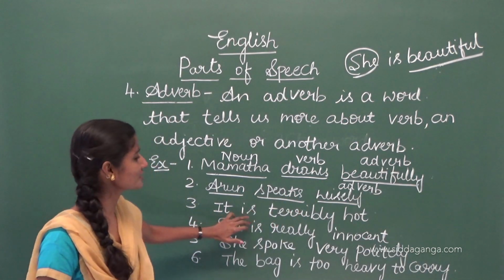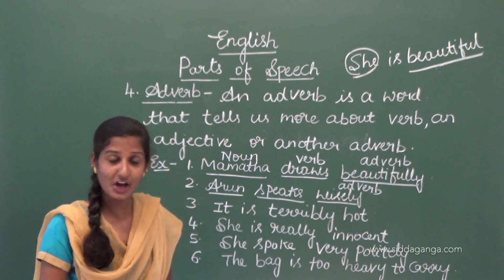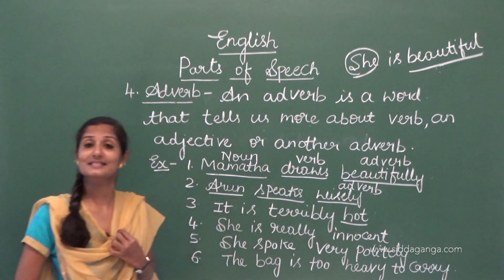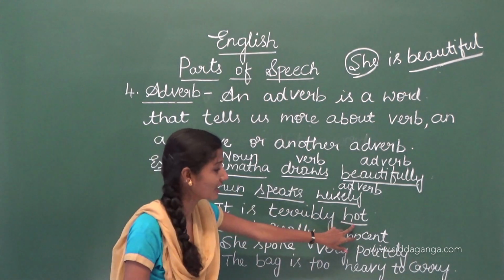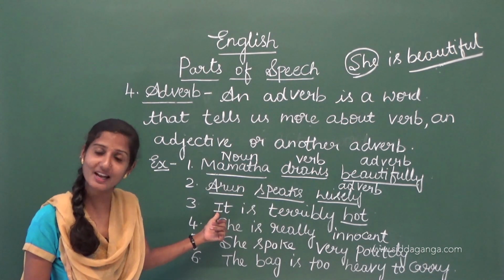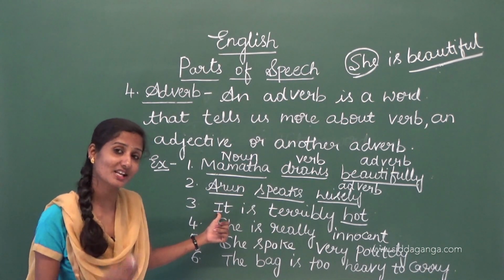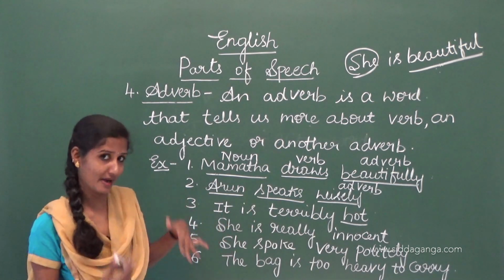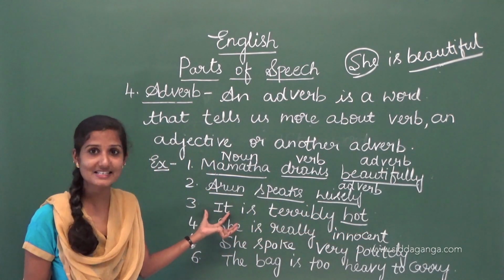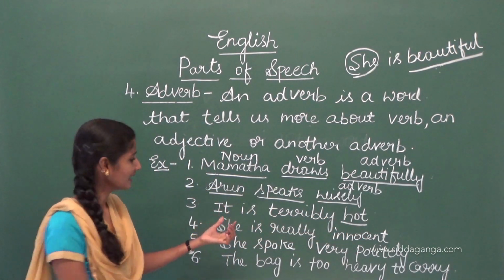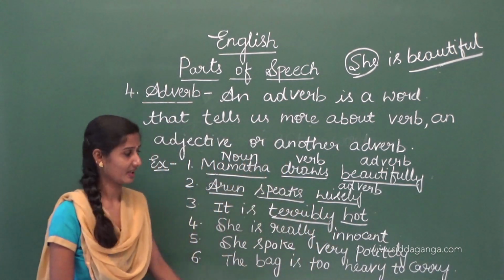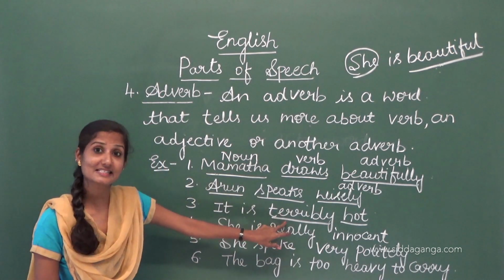Okay. Then, it is terribly hot. How is it? It is very hot. We used to say hot, no? Here it is an example for an adjective, because hot is telling us about it. It is a pronoun, right? An adjective is a word which tells us about a noun or pronoun. So here the word hot is telling us about it, which is a pronoun. Is is the helping verb. Terribly is the adverb here.